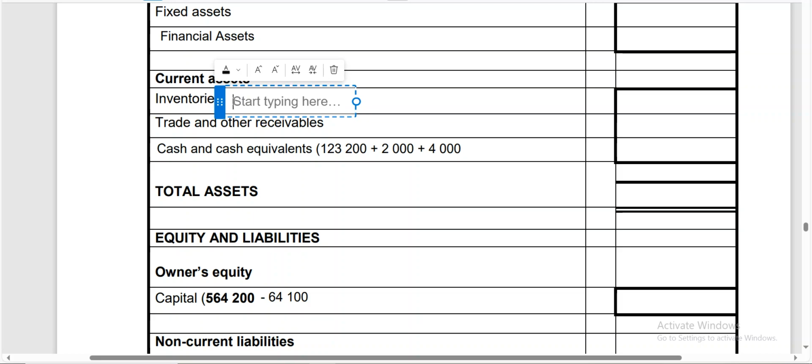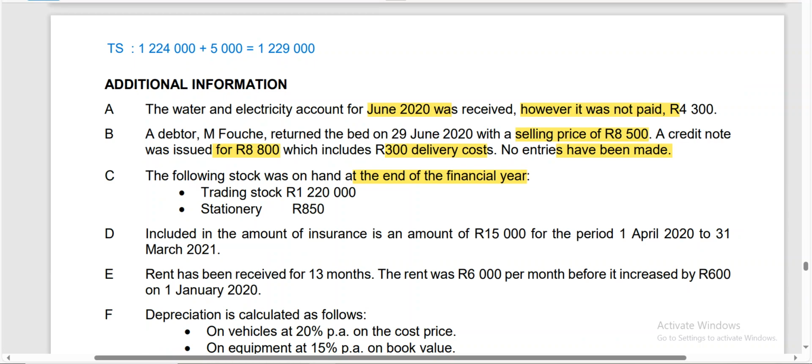So you're going to say 1,220,000, and then you say plus 850. Then you already get your marks on your inventory note. Then you go and show the effects on the income statement. Remember, our stock is actually very little. We're expecting to get 1,229,000, but we're getting 1,220,000.